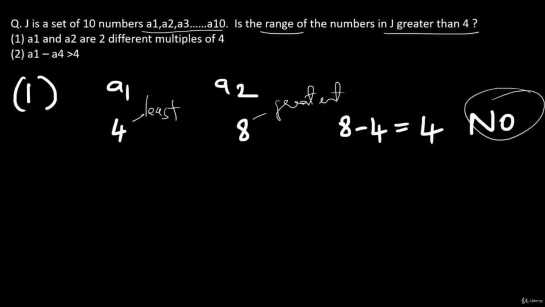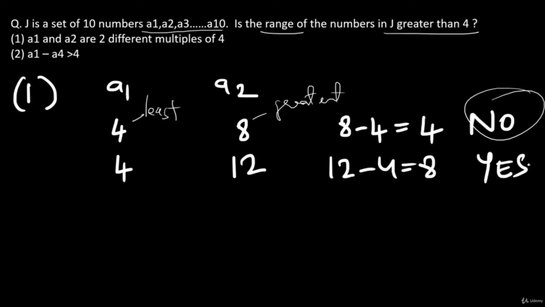Now if I take A1 as 4 and A2 as 12, then the range is 12 minus 4, which is equal to 8, and I'm getting a yes. So I get sometimes no and sometimes yes. So clearly statement 1 alone is not sufficient.